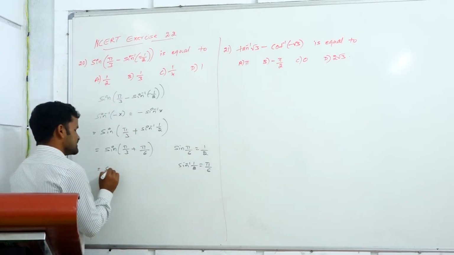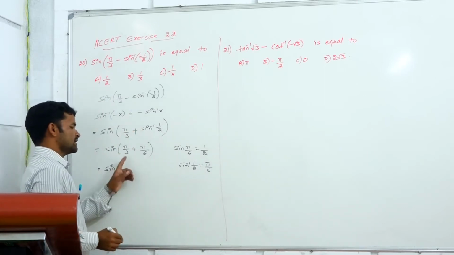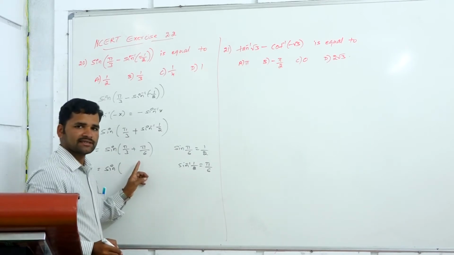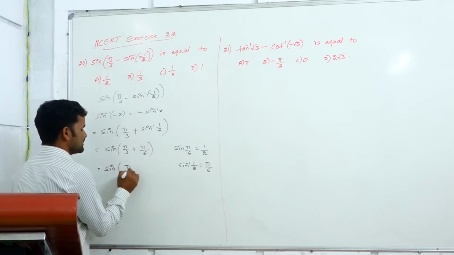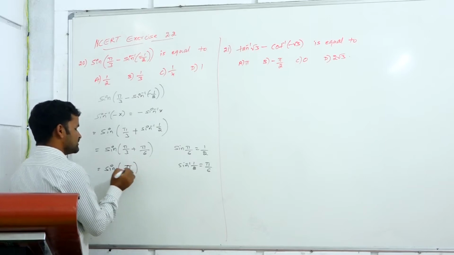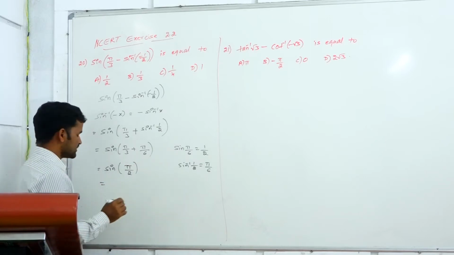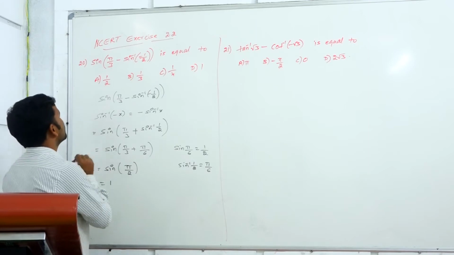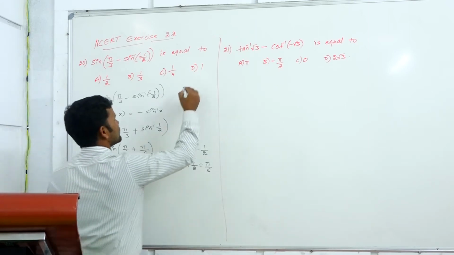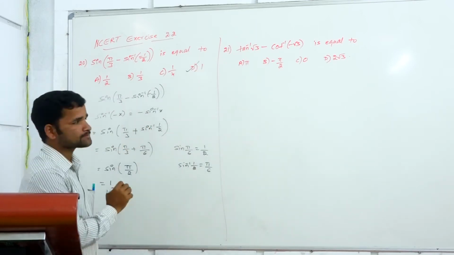Okay. This is sine of 60 degree plus 30 degree, which is 90 degree. Very simple. Sine pi by 2. What is sine pi by 2? Sine 90 value, that is 1. So, question number 20, option D is correct.